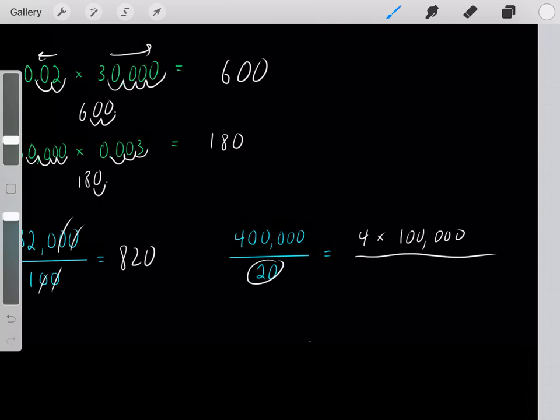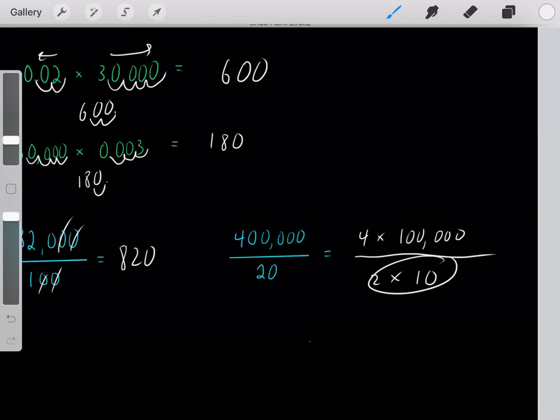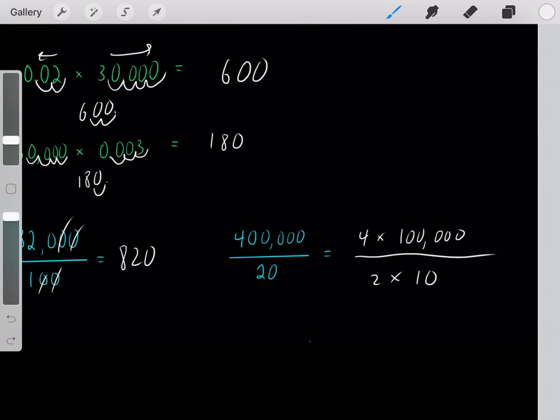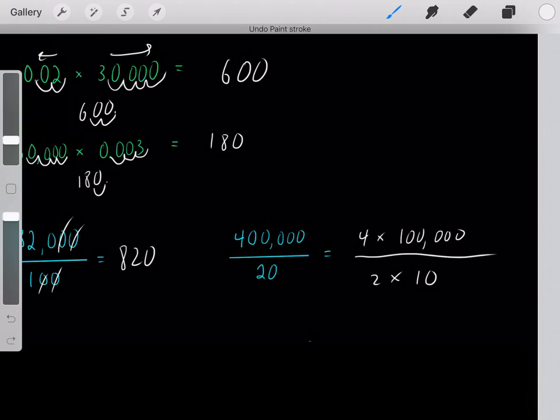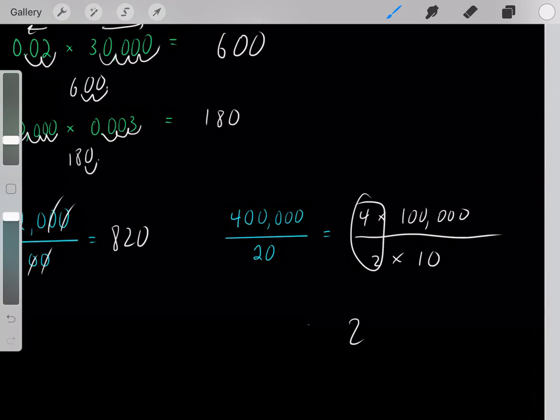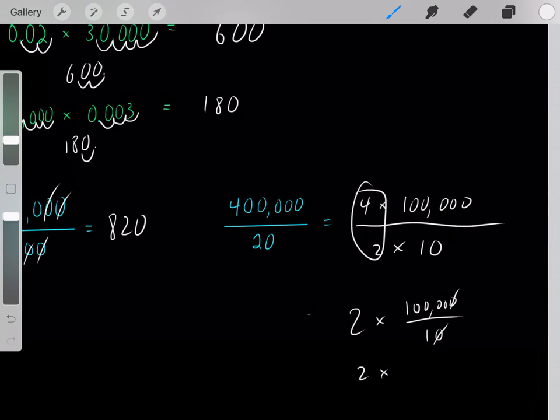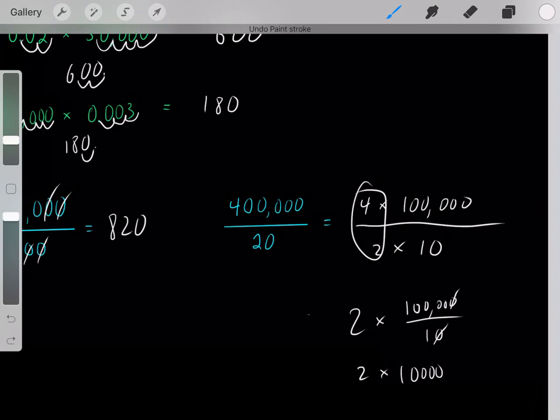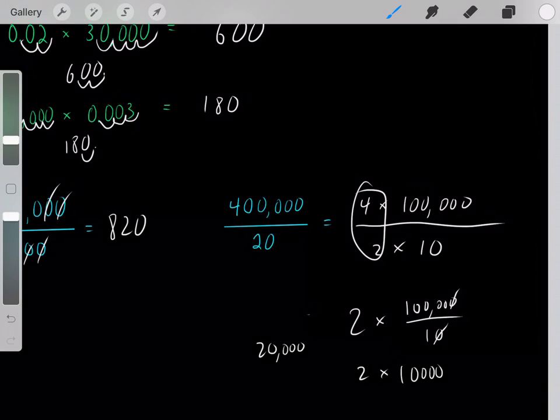Then on the bottom, I like to pull out the 2. So pull out the 2, 2 times 10. Again, we know that equals 20. Now that we've done this, 4 divided by 2 is simply 2. So this is the same thing as 2. And we're multiplying that by 100,000 divided by 10. And with magnitudes, we can simply cross out the magnitude. So we know this is equal to 2 times, essentially, we have 4 zeros. We have 4 zeros. So now we know, clearly, this is equal to 220,000.